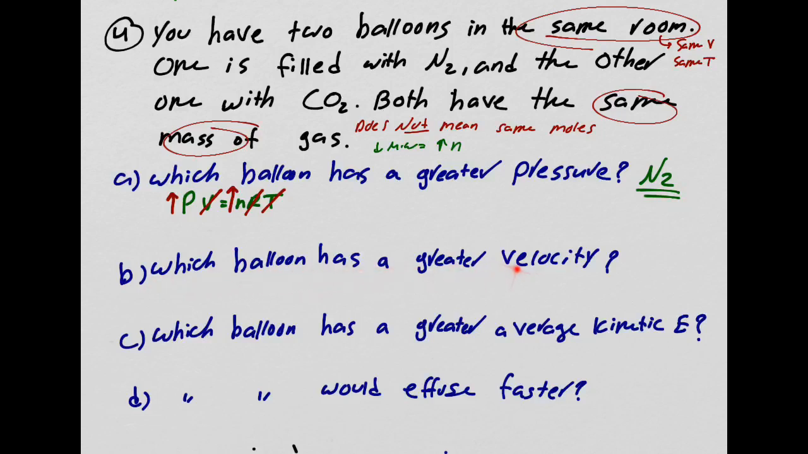Which balloon has a higher velocity? If you remember, velocity is how fast you can go around. How fast you can go around depends on how light you are. The lighter the atom, the faster it can move around. Same as us, right? The lighter we are, the faster we can move around. So you have to go with the lighter guy, the one with the lower molecular weight, which would be N2.